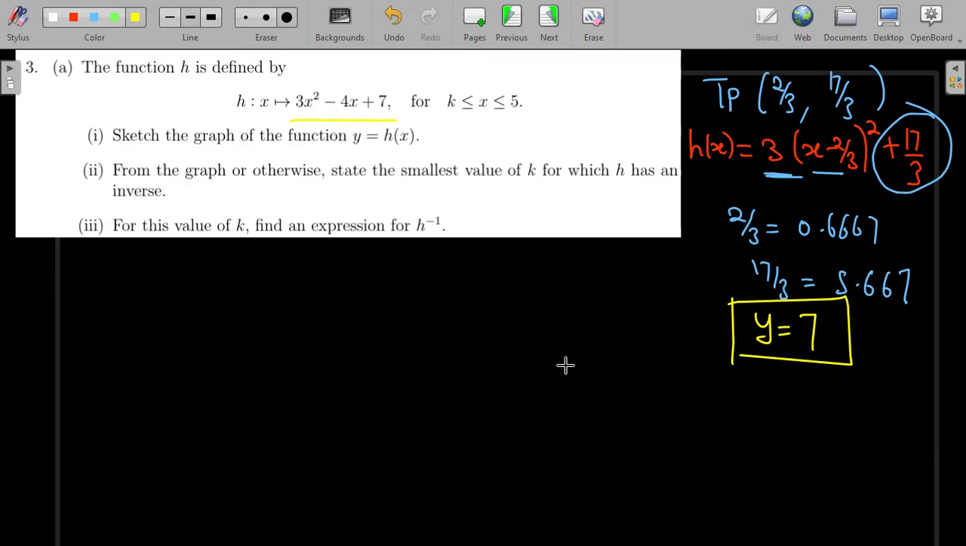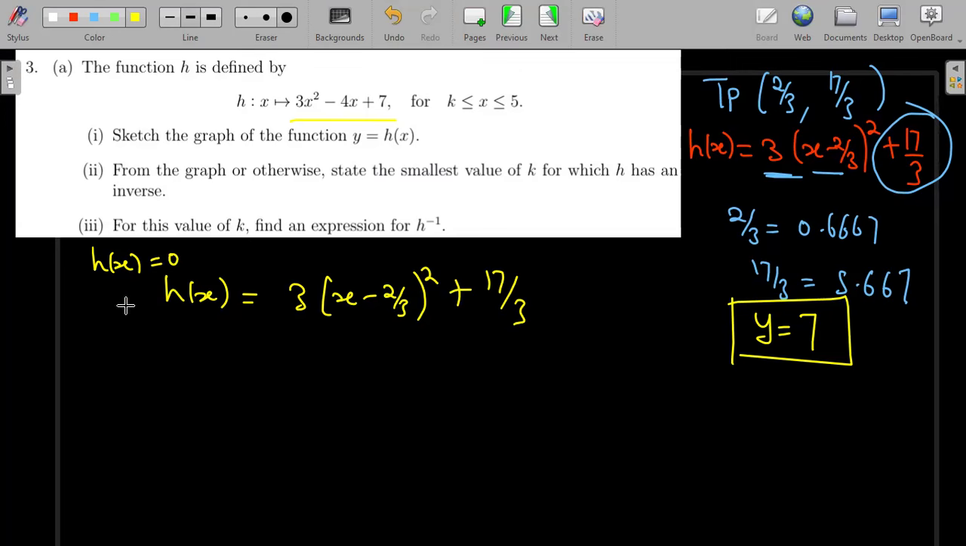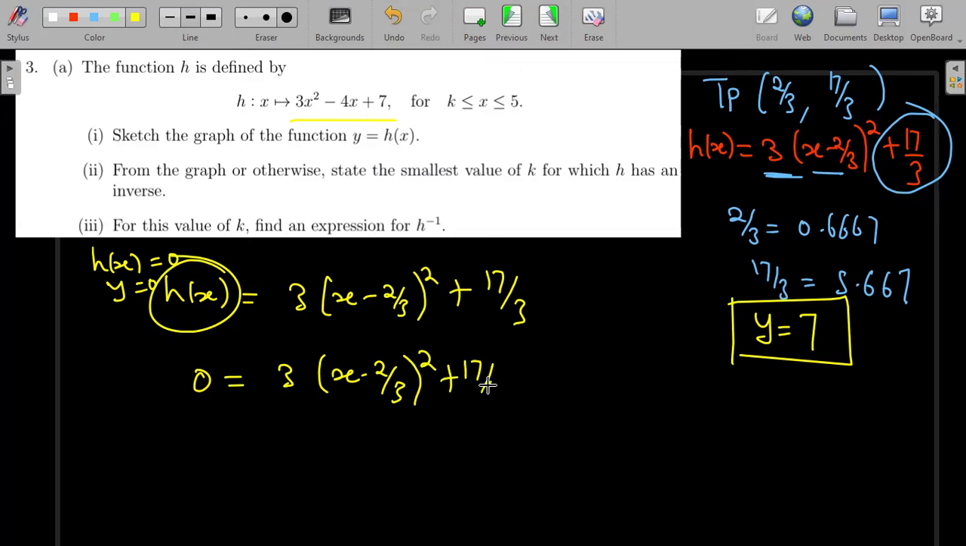So let's do that. So we have h of x is equal to 3(x − 2/3)² + 17/3. To find the x-intercepts, we let h of x be equal to 0, or we let y be equal to 0. So this is 0, so it will be 0 is equal to 3(x − 2/3)² + 17/3.